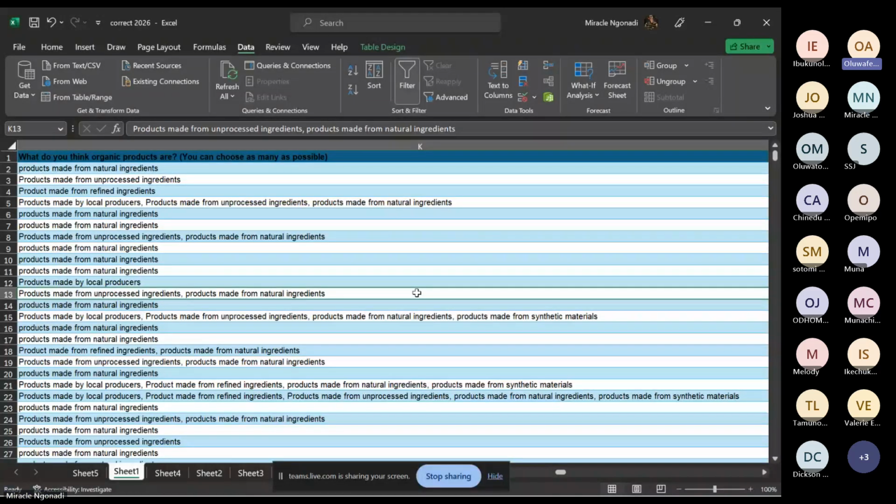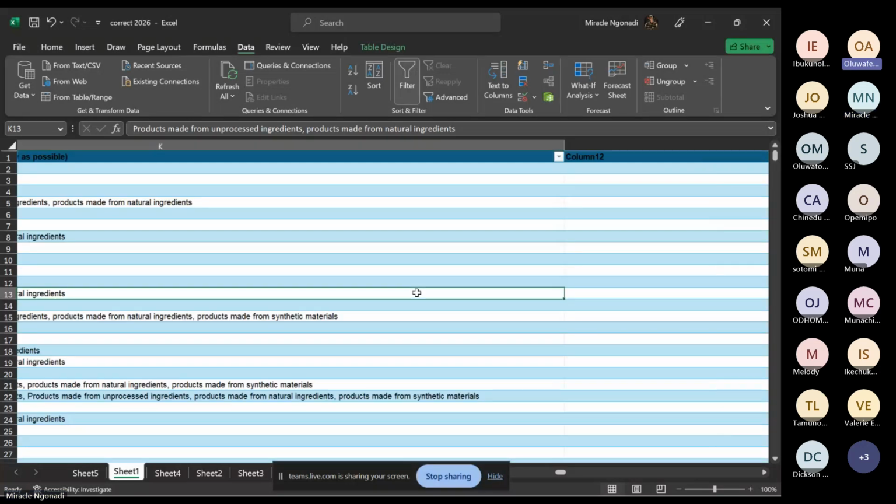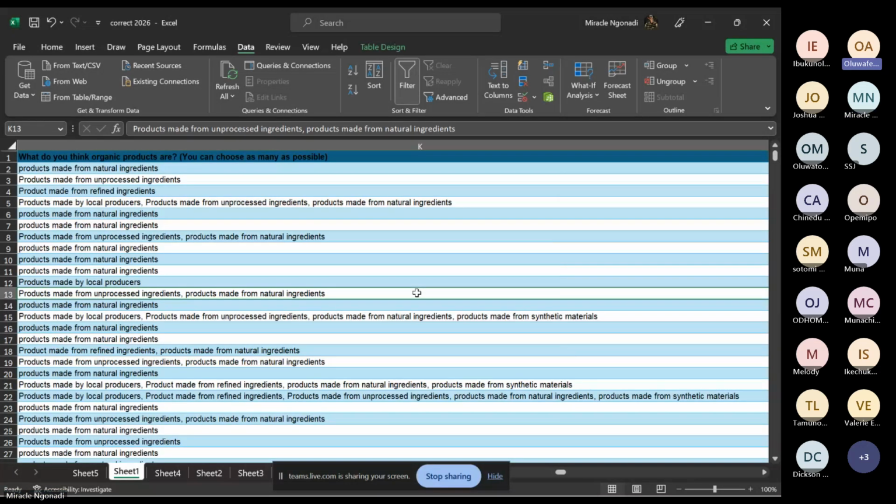You have to split that too as well. I hope we are getting all of this. So, yes, how do you split? How do you split? Okay.